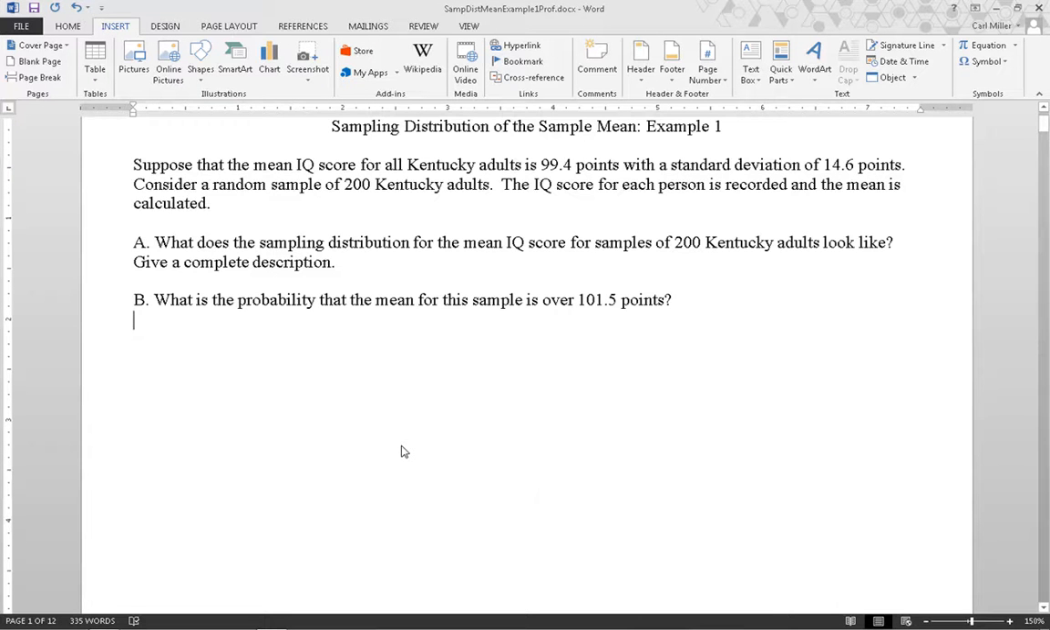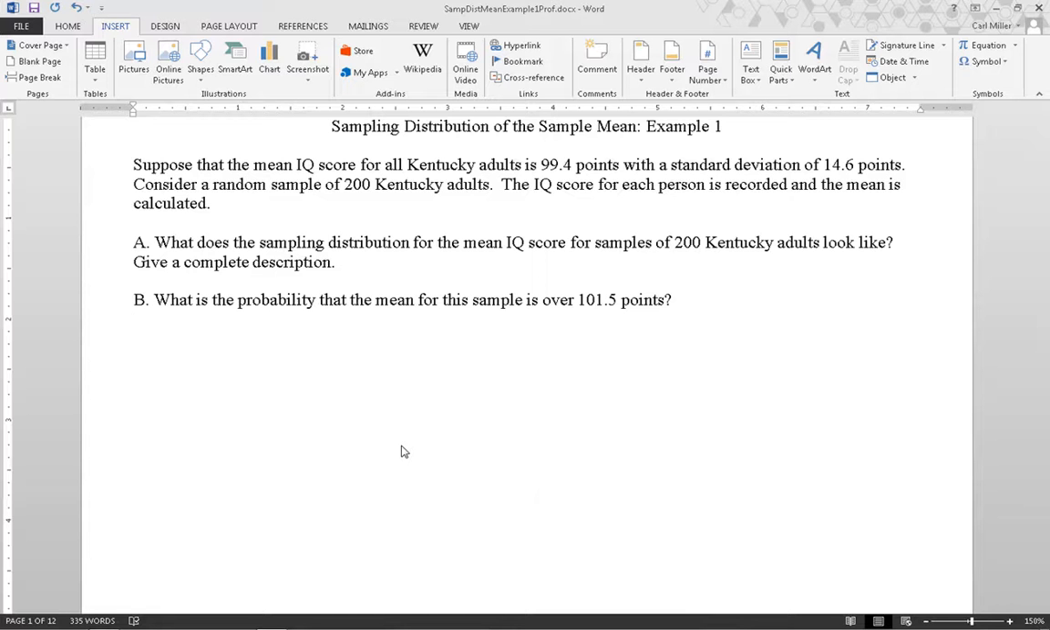Sampling distribution of the sample mean, example 1. Suppose that the mean IQ score for all Kentucky adults is 99.4 points with a standard deviation of 14.6 points. Consider a random sample of 200 Kentucky adults. The IQ score for each person is recorded and the mean is calculated.